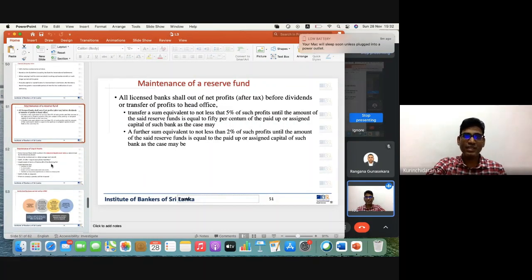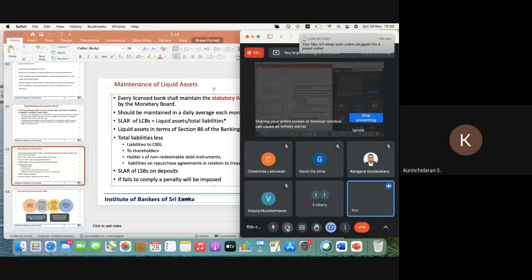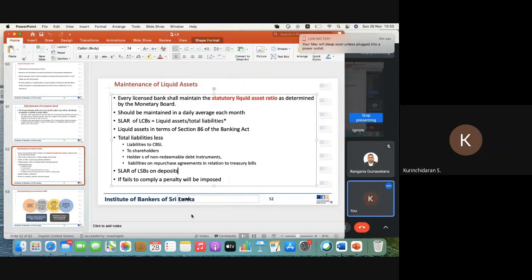Some of the banks have a sufficient reserve fund, so they don't need to transfer anything. But if you're in shortfall, you can see from your financial statement whether they are still transferring or not. That's one of the requirements. Another one is maintenance of liquid assets.